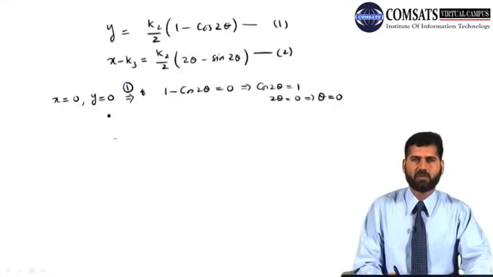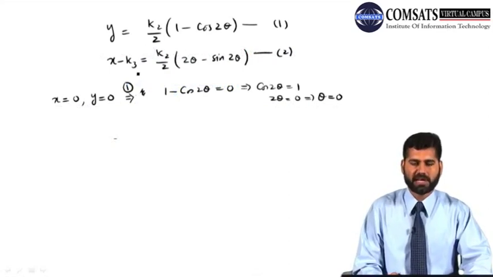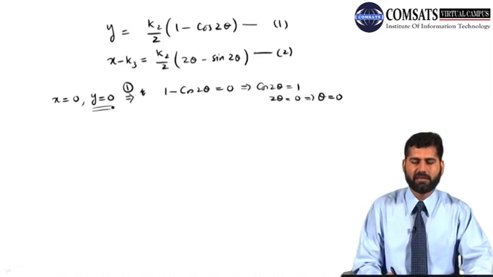Alright. So let's see how we got the value of k3 equal to 0 in that equation. Our y and x are given by these two equations respectively, 1 and 2. So x0 and y are 0. So if y is 0, it implies from 1 that k2 by 2 times 1 minus cos 2 theta equals 0. So it means 1 minus cos 2 theta equals 0.